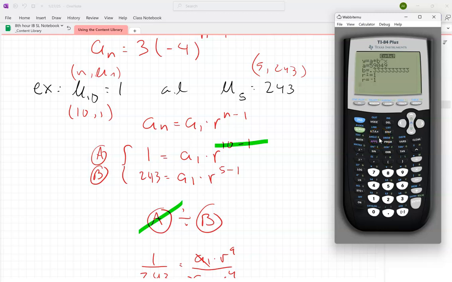Can I do the same thing for arithmetic? Yes, but instead of picking exponential reg, what would I have to pick? Lin reg.